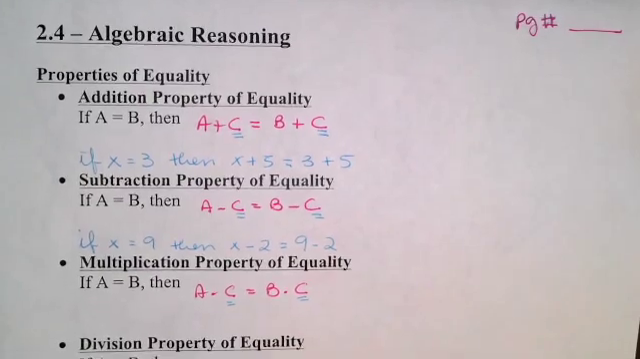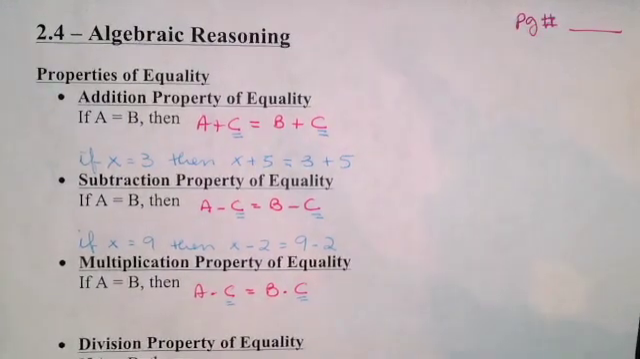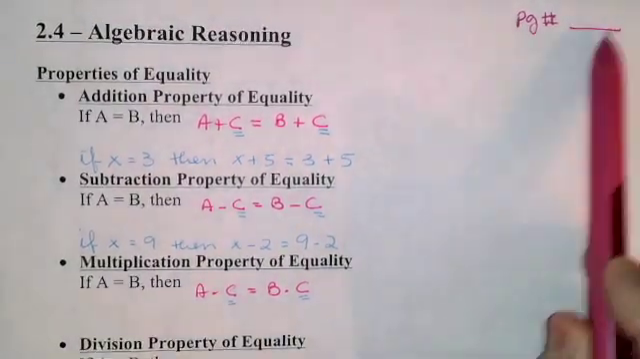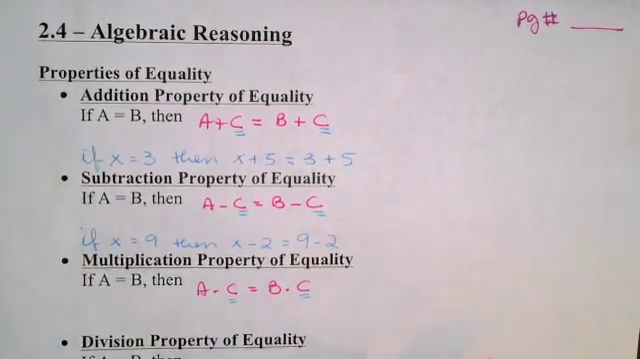All right, this is section 2.4, algebraic reasoning. Most of this is going to be a review from algebra. Let's review the properties of equality. Make sure you don't forget to put the page number at the top right corner there.